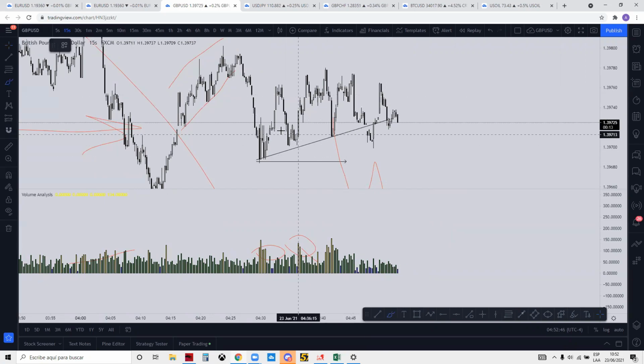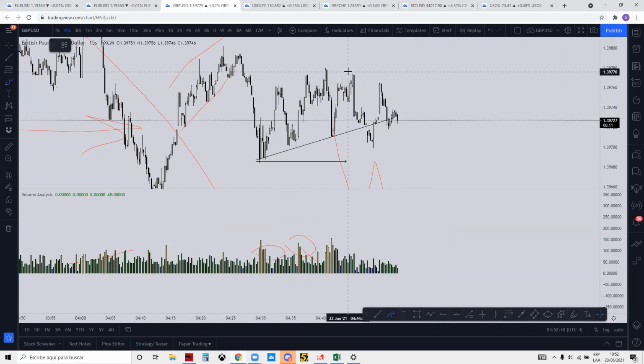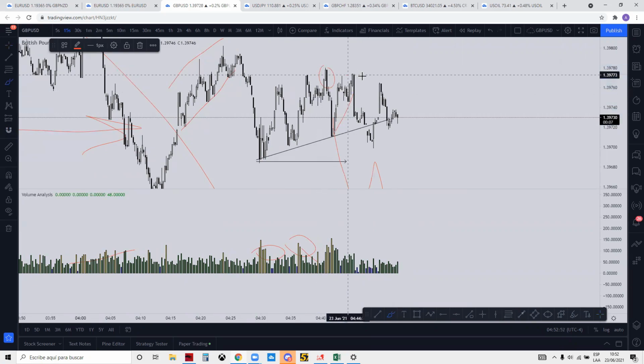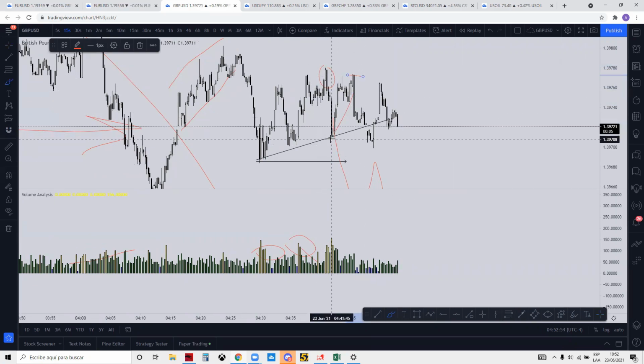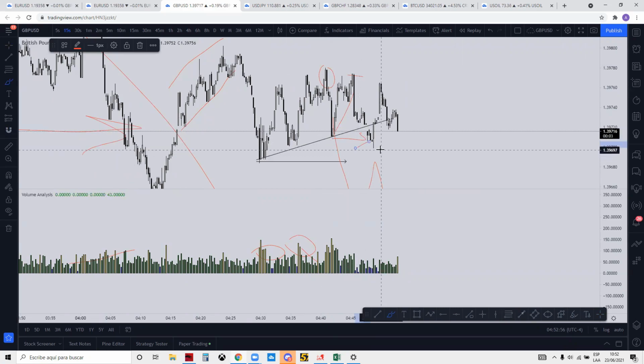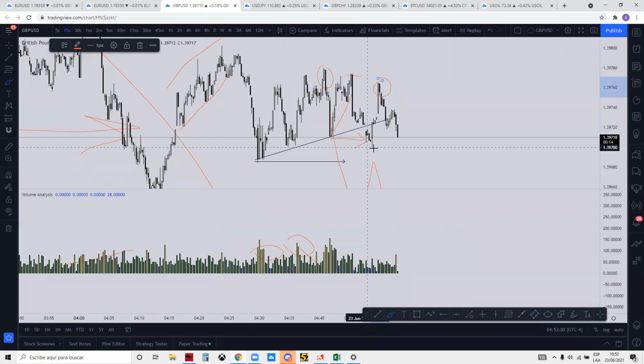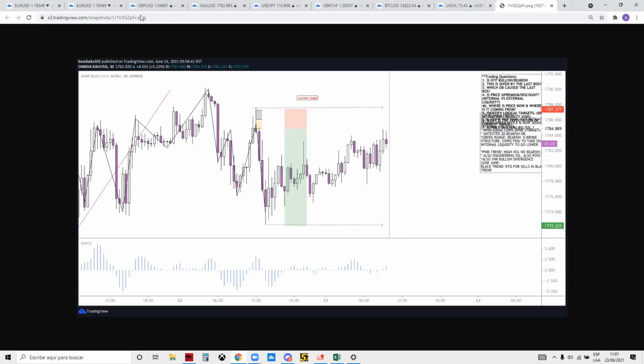Okay, what is going on here? We were looking at this potential distribution. Price has tested this order block with success so far. We had a minor break of market structure. Price is testing again here. Let's see if price breaks this, then it should break this as well, and it would be ready to push lower, in my opinion. Let me go back quickly to GU.